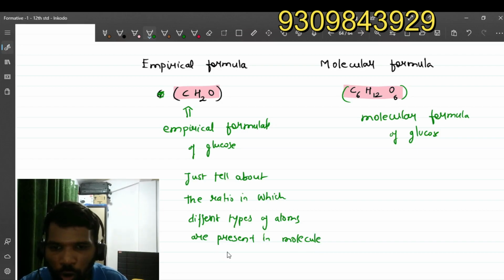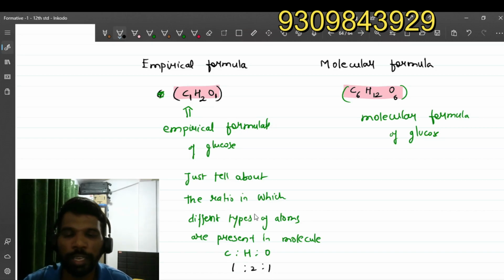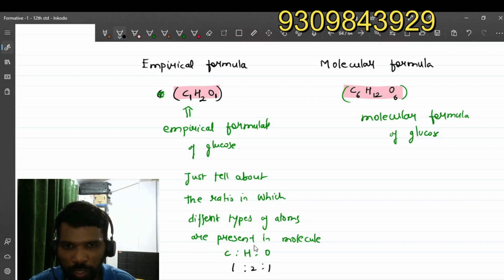Here, the ratio of carbon, hydrogen and oxygen is what? Here nothing is written, which means it is 1, and here also it is 1. The ratio is 1 is to 2 is to 1. It is just telling the ratio of the carbon, hydrogen, oxygen. It is an empirical formula. And what is the molecular formula?